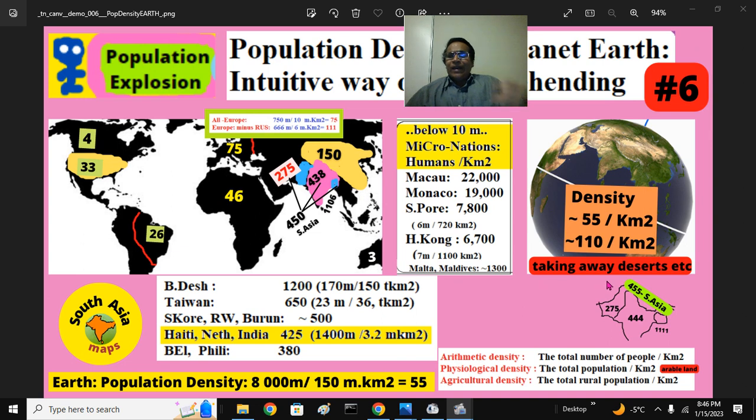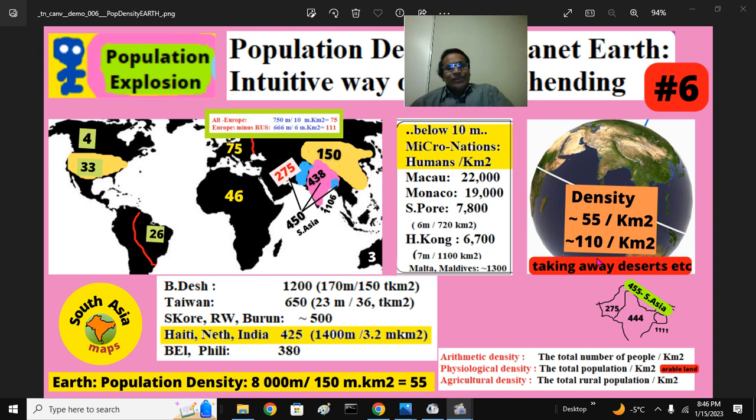So taking away deserts and all those regions, Greenland and the like, you double that 55 to 110. It should be more than 110, 120, 125, but it doesn't matter. So we are just getting a broad idea. Theoretical arithmetic density is the total number of people per square kilometer. Physiographic density is for arable land, per square kilometer. Agricultural density, there are three parts of density. We are talking about arithmetic density. The density on paper is 55, but for practical purposes you can say it is 110. You double it. So that's very important.